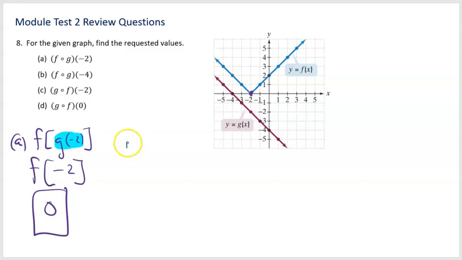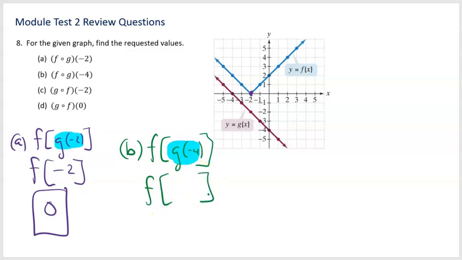Question B, f composite g of negative 4 is by definition f of g of negative 4. Okay, so again, just like before, I do the inside first. So that's going to give me f of, now g of negative 4 means I need to go to x equals negative 4 and I go to the g graph. The g graph is the red one. Well, at negative 4, my y value is 0. And then I need to calculate f of 0. So I go to x equals 0, which is right here in the middle, and then I go to my f function, which is blue, and I get an answer of 2.